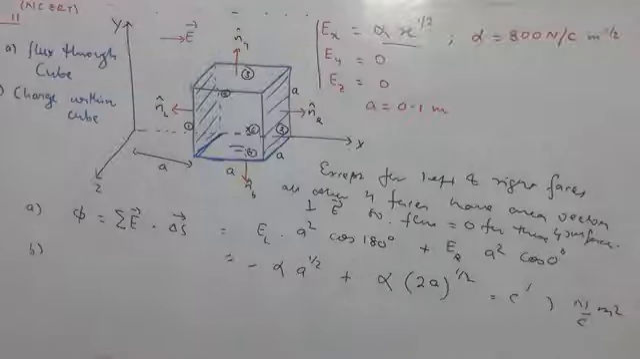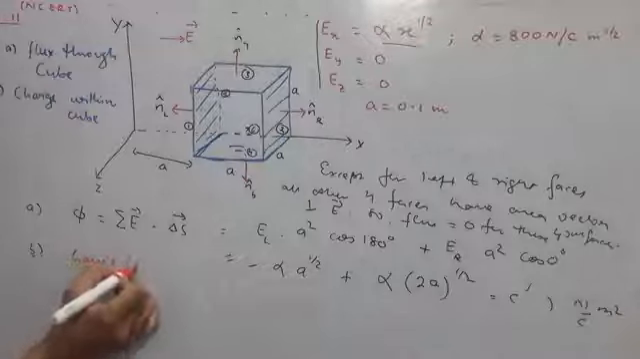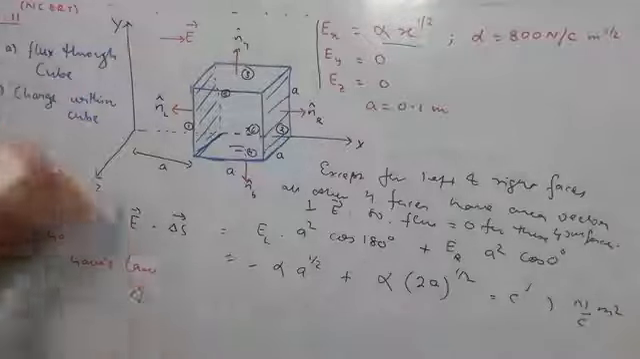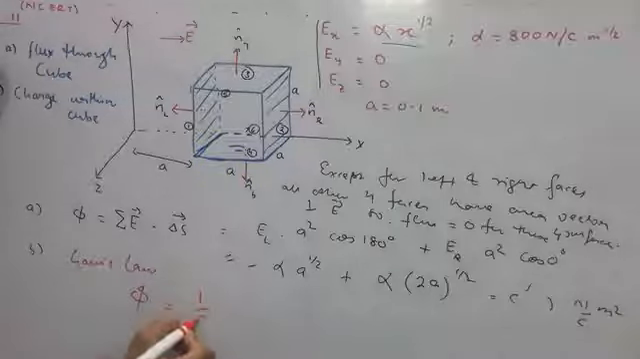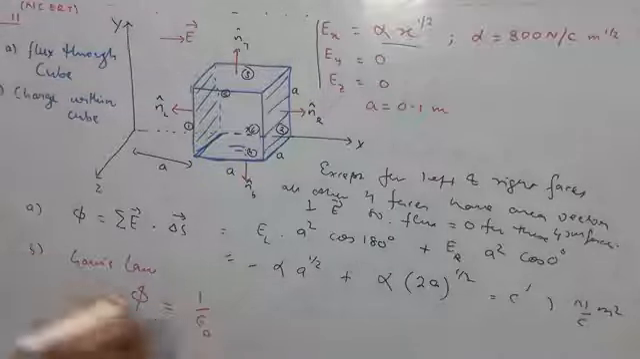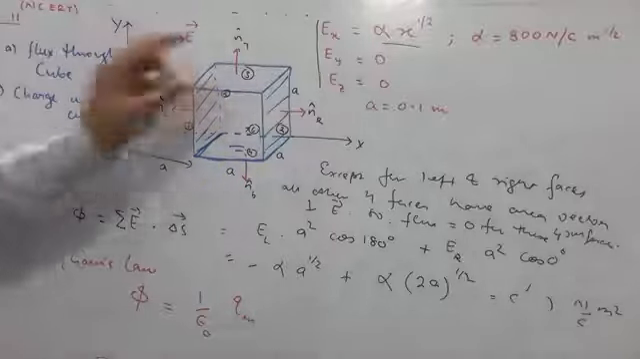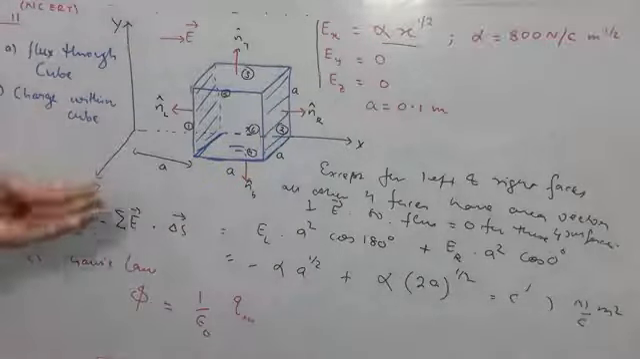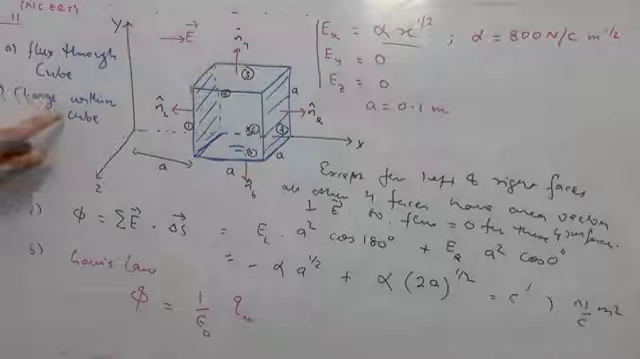Part B now. Charge within the cube. Charge within the cube that can be found using Gauss law. What does Gauss law say? That the total flux through a closed surface is equal to 1 by epsilon naught times Q inside. Inside this cube, the charge which is enclosed, that I am writing as Q in, and that is asked in the question, charge within the cube.